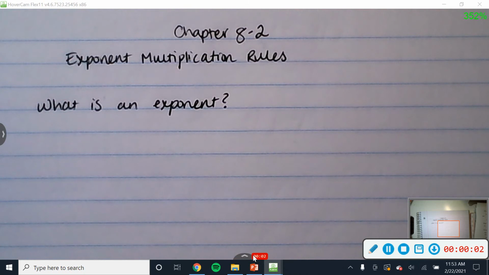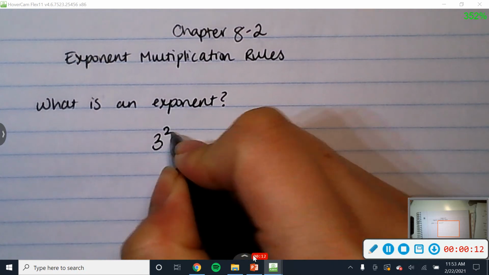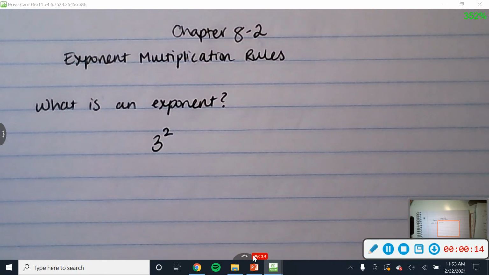So today we're going to be talking about exponent rules, specifically with multiplication. So let's first talk about what is an exponent. An exponent has two parts of an expression. So let's say we have 3 squared.